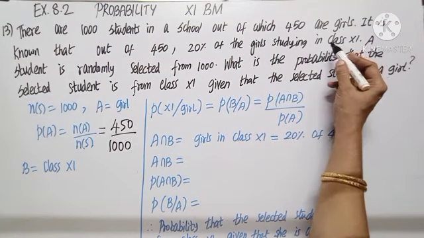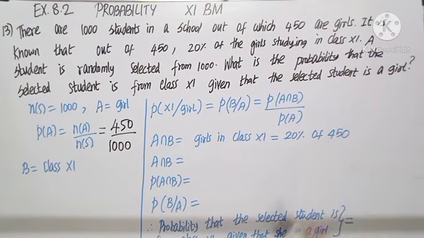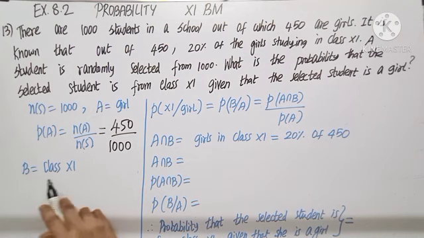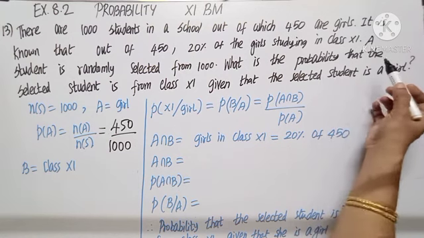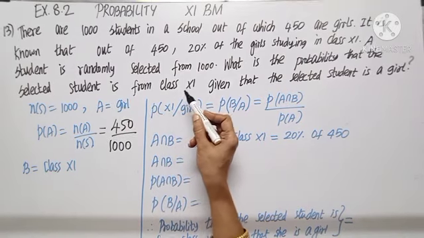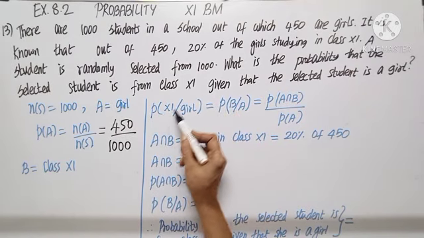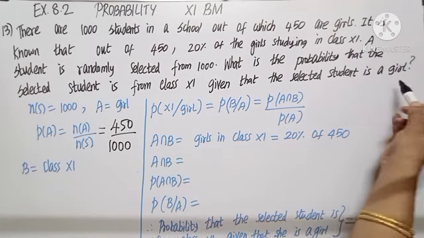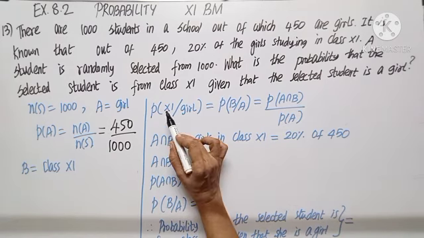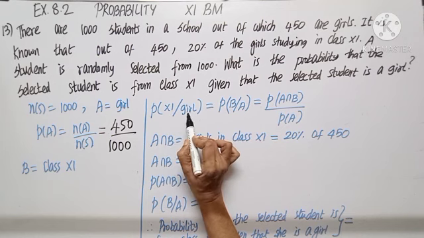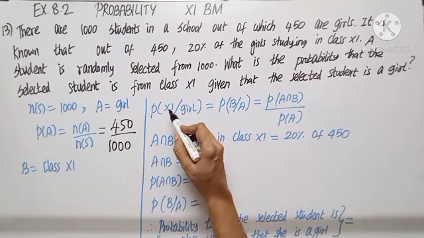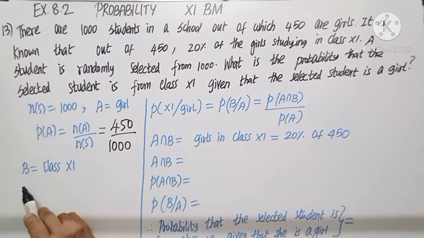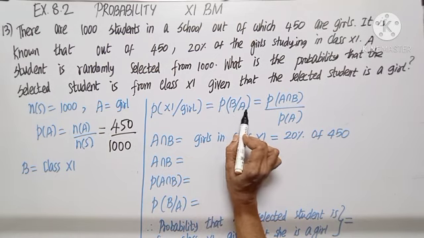So we have the next event as class 11. Take B as students in class 11. What is the question? What is the probability that the selected student is from class 11 given that the selected student is a girl? From standard 11 given that she is a girl. Standard 11 we have taken in B. Girl we have taken in A. So my question is P of B given A.